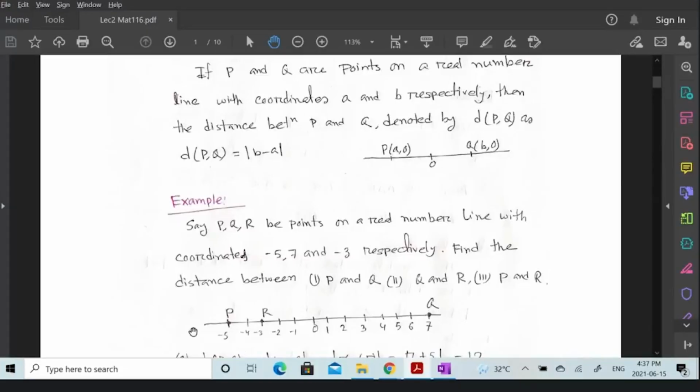7 minus -5, which is going to be 12. 12, perfect. What about Q and R? 10. 10, minus 10, absolute value 10. And what about P and R? 2.